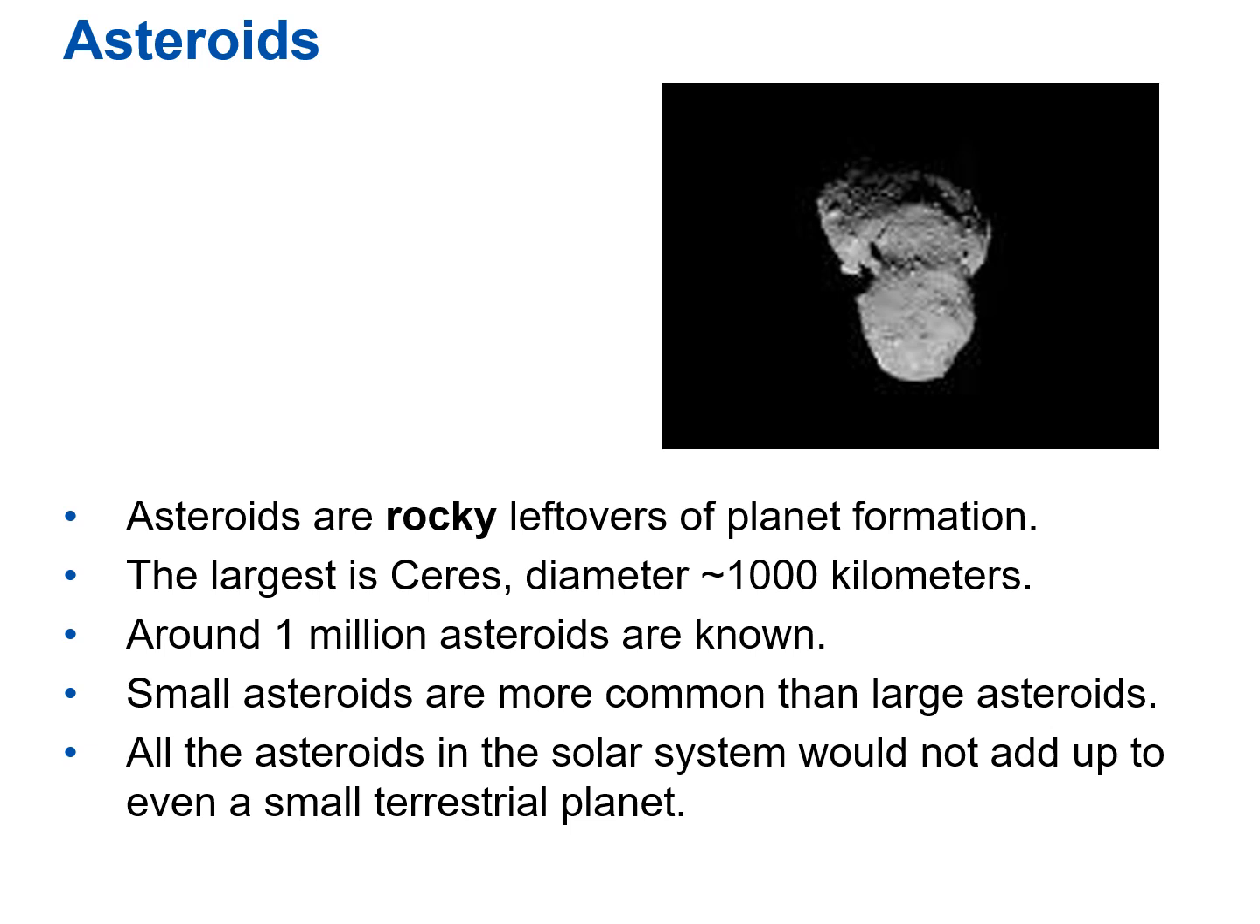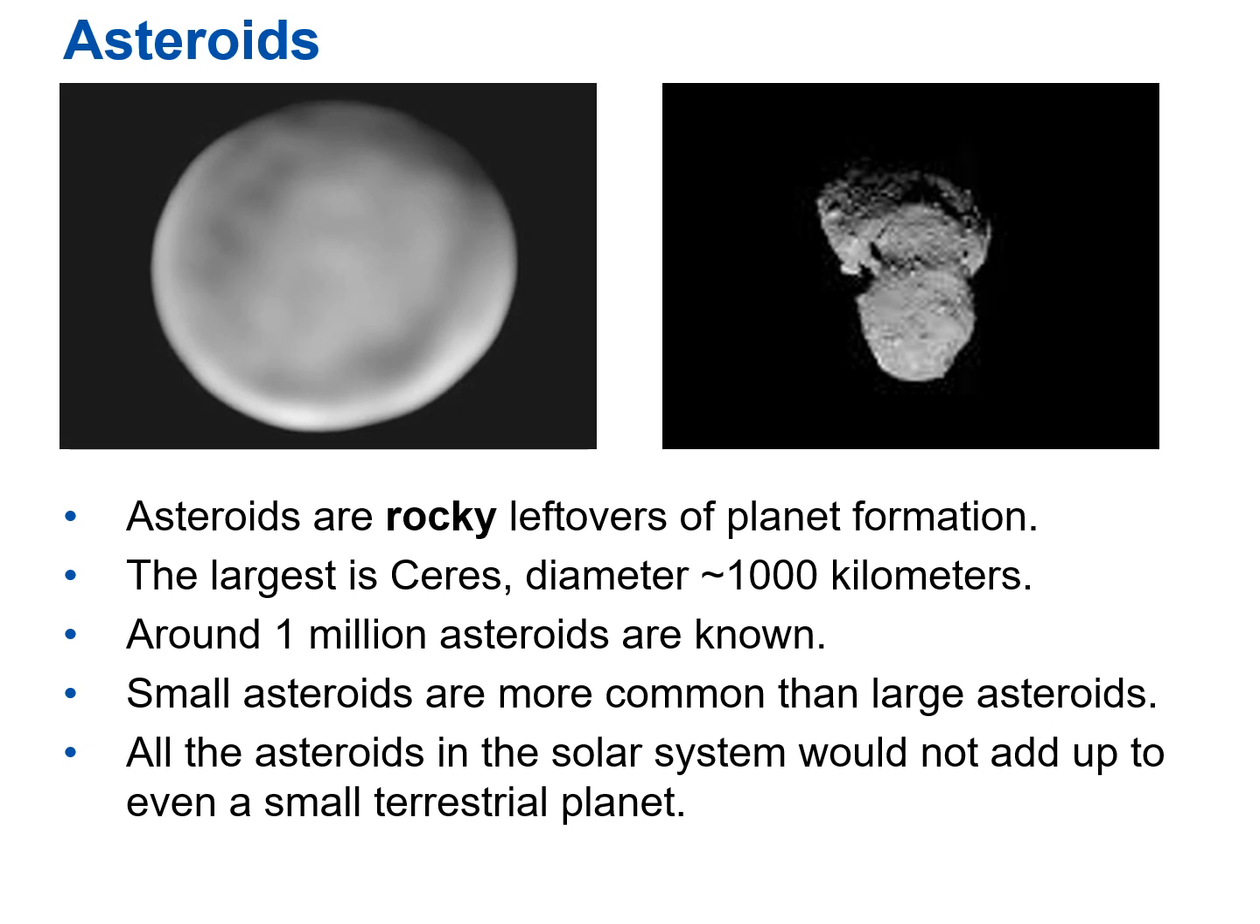Asteroids are rocky leftovers of planet formation. So when you think of an asteroid, I want you to think of a giant rock that is in orbit around the sun. The largest is called Ceres. It has a diameter of about 1,000 kilometers. So it's comparable in size to the state of California. There are around 1 million asteroids that are known.